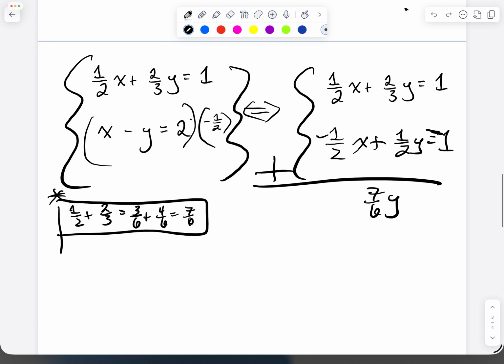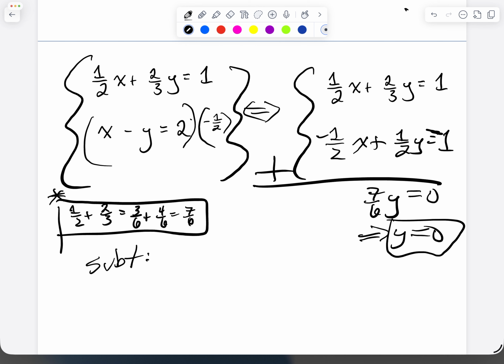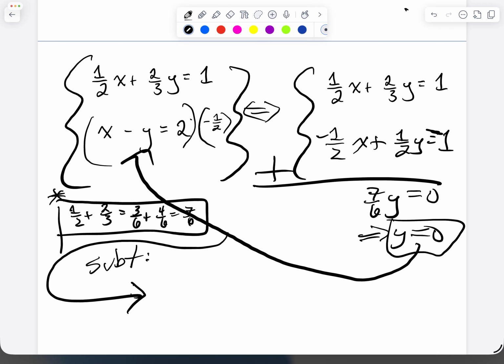But anyhow, 1 minus 1 is 0. So instead of 7y equals 0, it's just 7/6, still y equals 0. Now, how do we get x? Substitute. All right, so we could do this. Boop. Well, x minus 0 equals 2, therefore x equals 2. So you could just leave the fractions there. You don't have to do that.